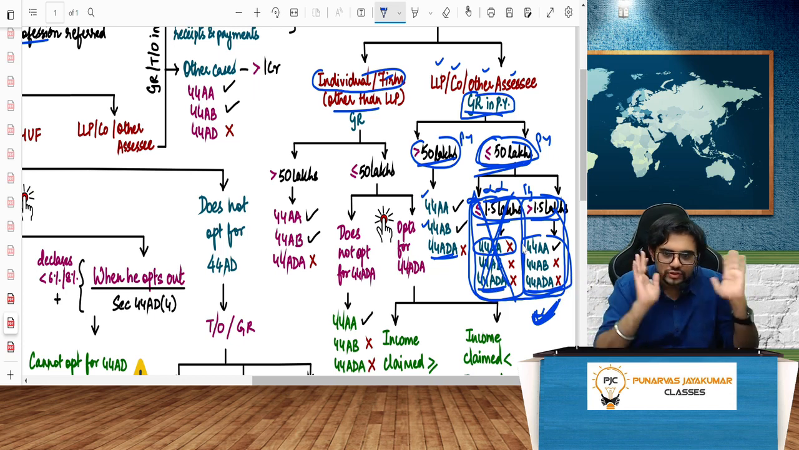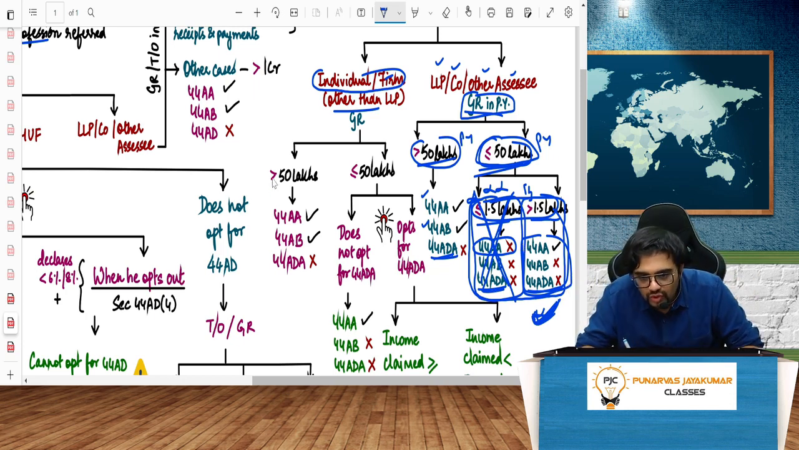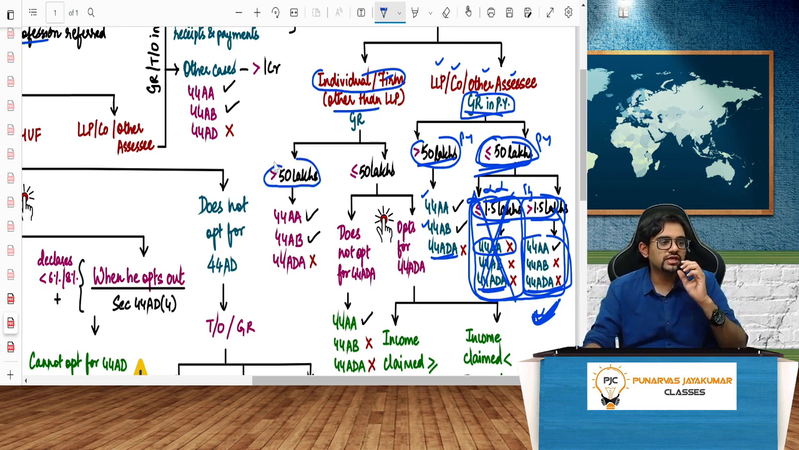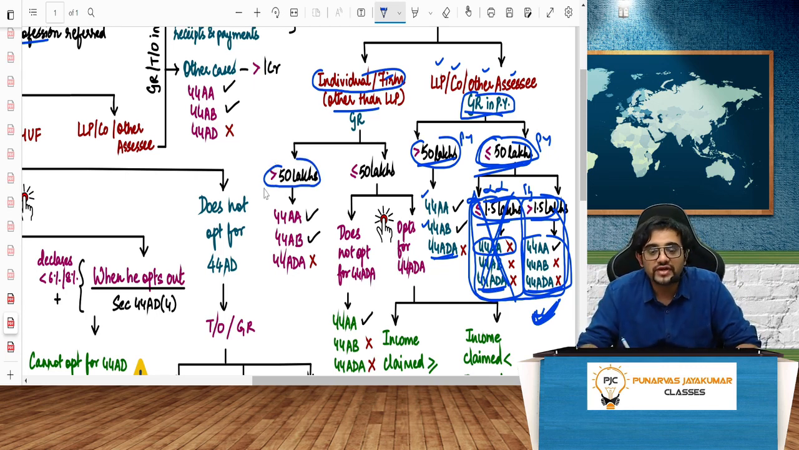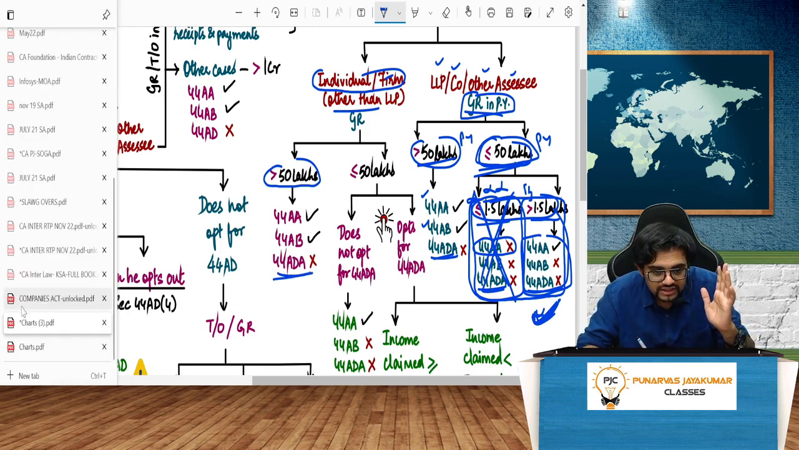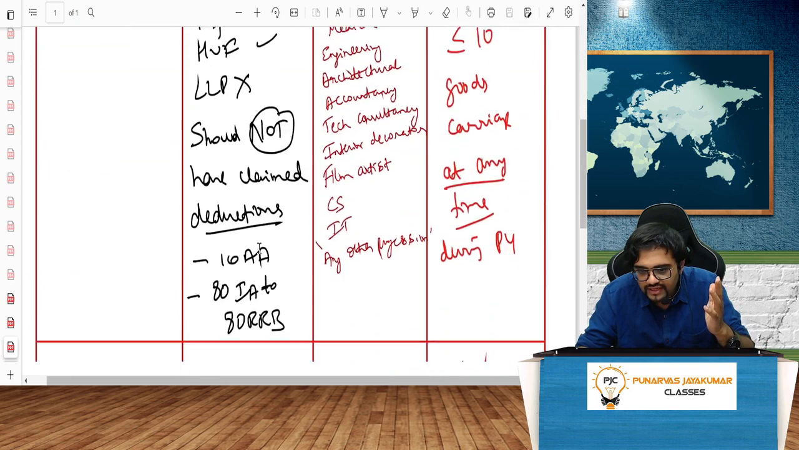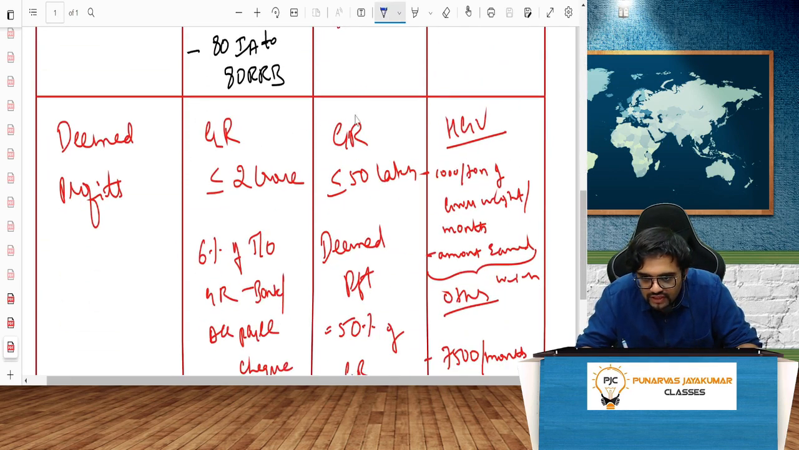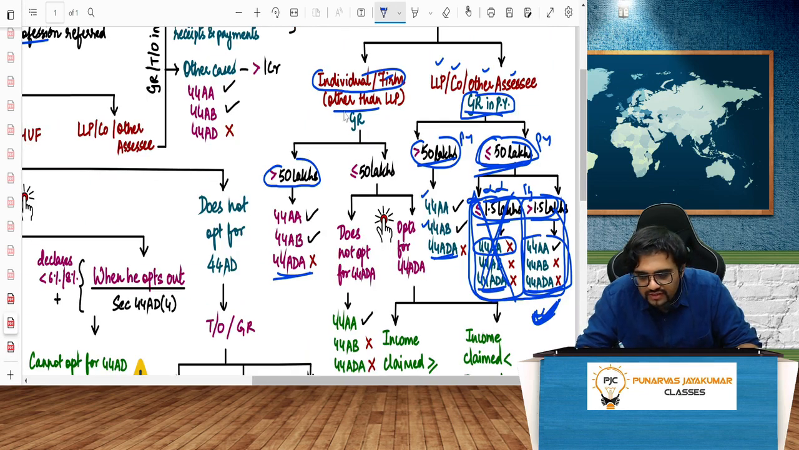Done? Come to individual. Now, individual, if it is more than 50 lakhs gross receipts, my dear friends, 44 ADA will never come. You just see this chart here. I told you for 44 ADA, gross receipts must be less than or equal to 50 lakh. So here, if the gross receipts is more than 50 lakh, ADA will never come. But my dear friends, which means you can never opt for presumptive taxation, but that doesn't mean that you should not maintain accounts. That doesn't mean that you should not go for 44 AB. So that will definitely come.